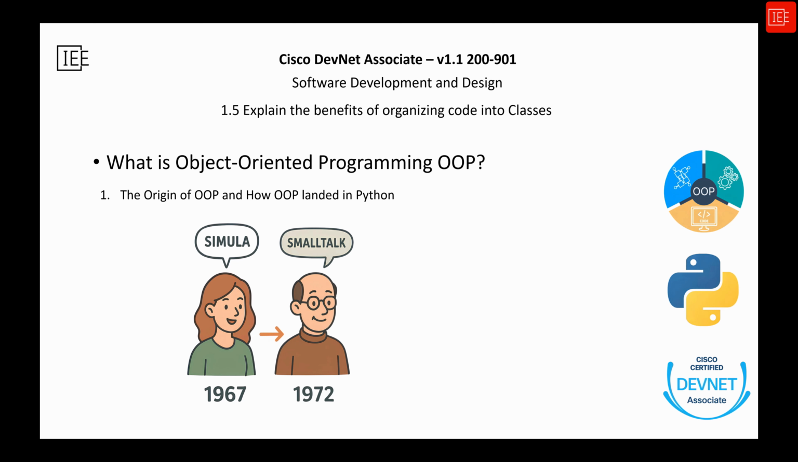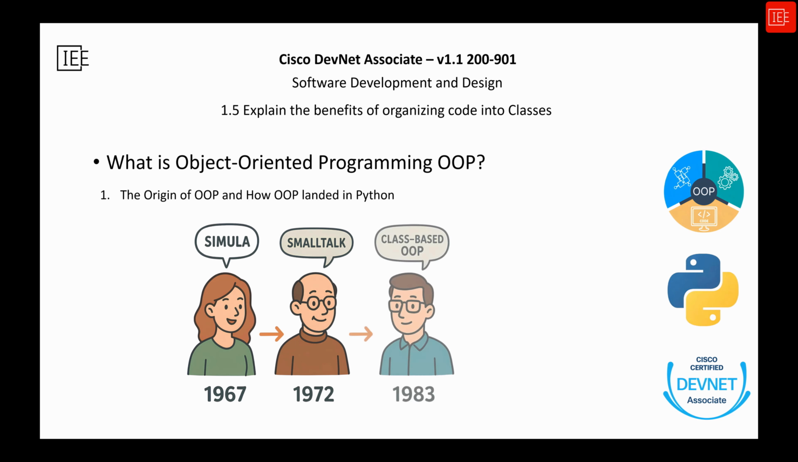So Smalltalk showed the world how powerful and elegant object-oriented programming could be, not just as a feature, but as the foundation of an entire language. So by the 1980s, the concept of class-based object-oriented programming became more structured. Languages like C++ brought object-oriented programming into the mainstream by blending it with procedural programming.